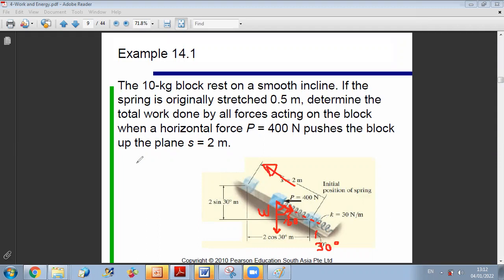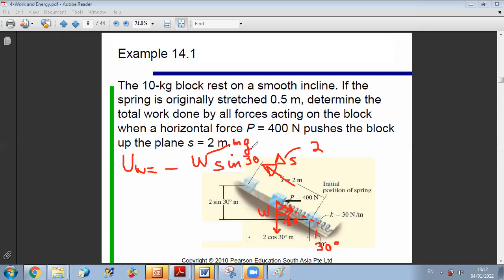Okay. Now, to find the work of the weight, as we said, since the projection is opposing motion, it's a negative work. So I put minus W sine 30 times the displacement delta S. The displacement delta S is equal to 2 meters. So I replace delta S by 2, and the weight is M times G. So I can calculate the work of the weight.